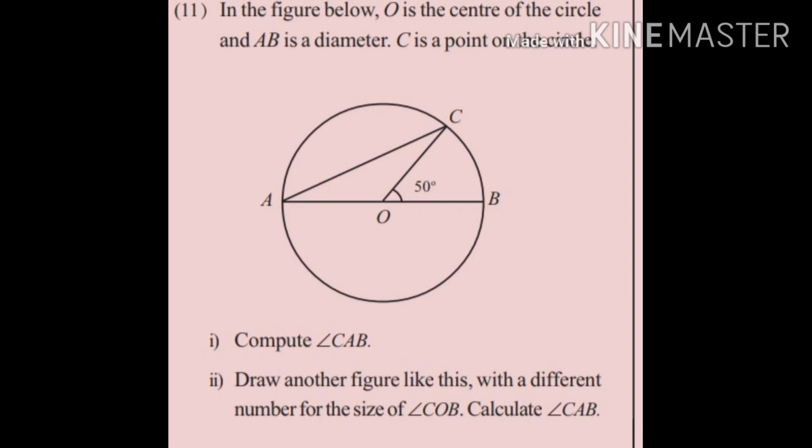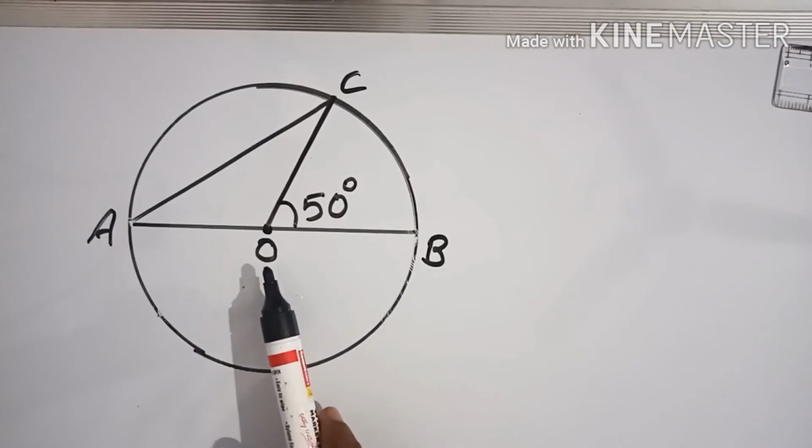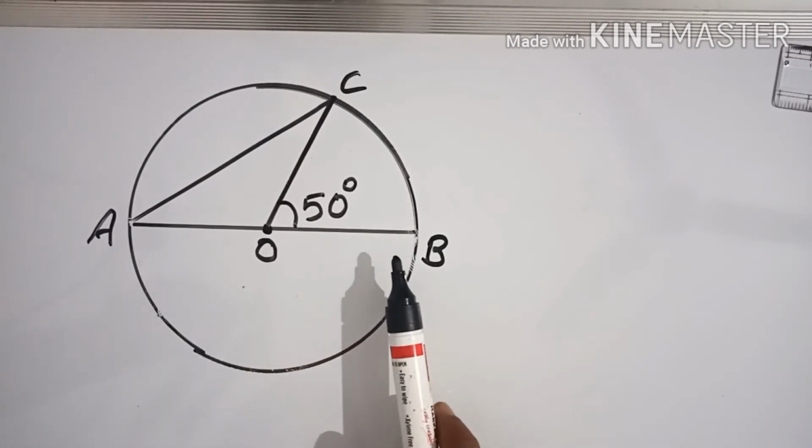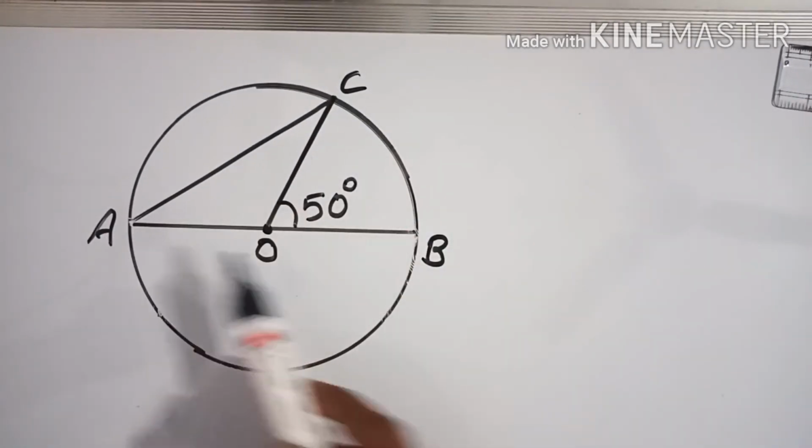Okay, let's draw a rough figure. Then it will be more clear. This is the given figure. In a circle, O is the center, AB is the diameter, C is a point on the circle. Our first sub question is calculate angle CAB.